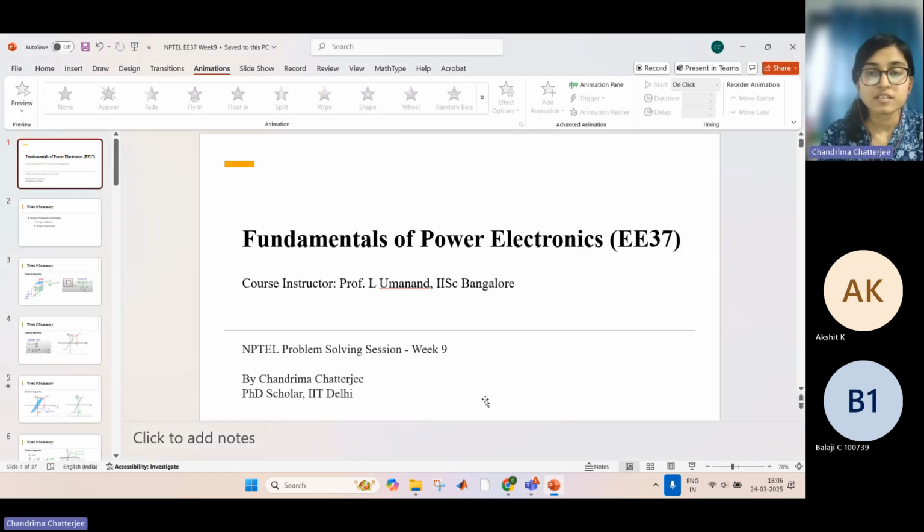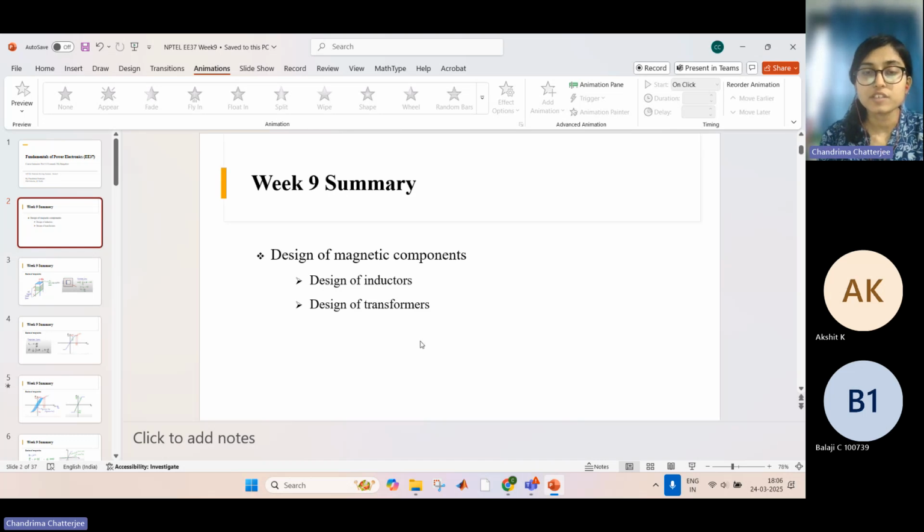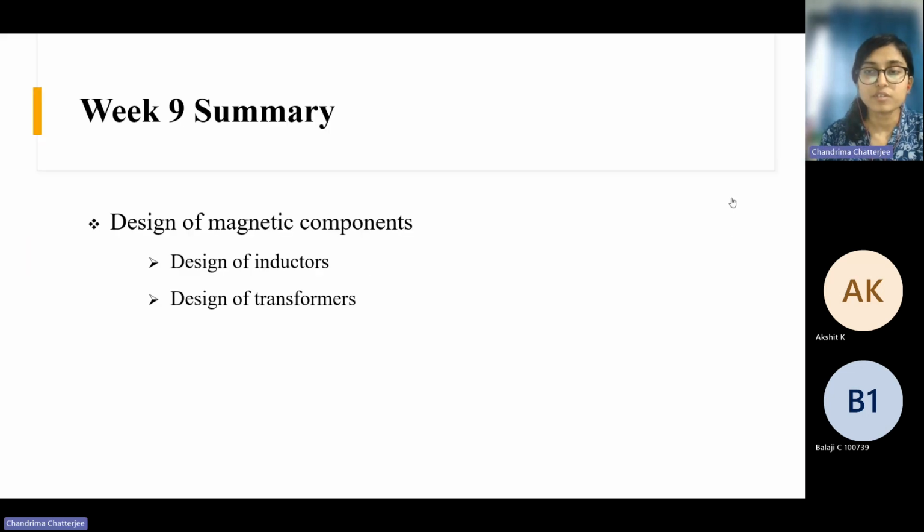So today is the ninth week of tutorials on fundamentals of power electronics. Today our topic of discussion will be design of inductors and design of transformers. Mainly, we will focus on high frequency transformer design. So first of all, what is the need to learn all these things?